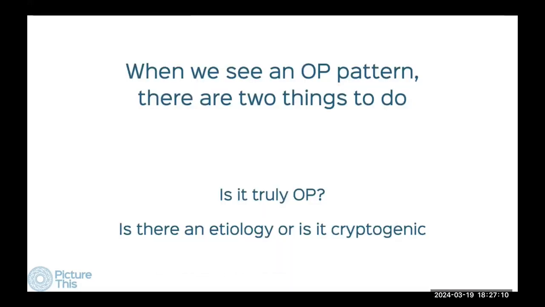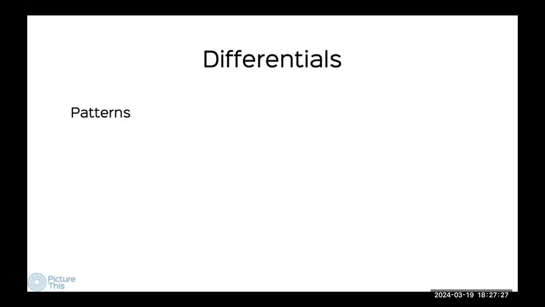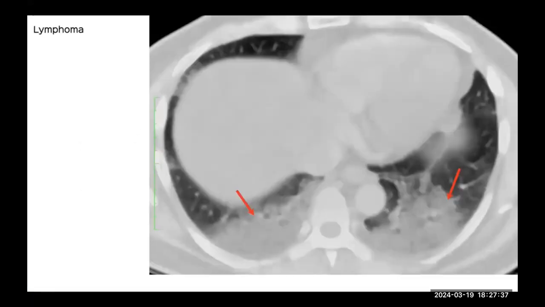So when we see an OP pattern, there are really two things that we need to do, both as radiologists and pulmonologists. Number one is, is it truly OP, or is it one of the differentials? And we look at that list now. And if it is truly OP, is there an etiology or is it cryptogenic? So the patterns have differentials. The OP pattern can also occur with lymphoma, invasive mucinous adenocarcinoma, vasculitis, IgG4 disease, sarcoid, lipoid pneumonia.